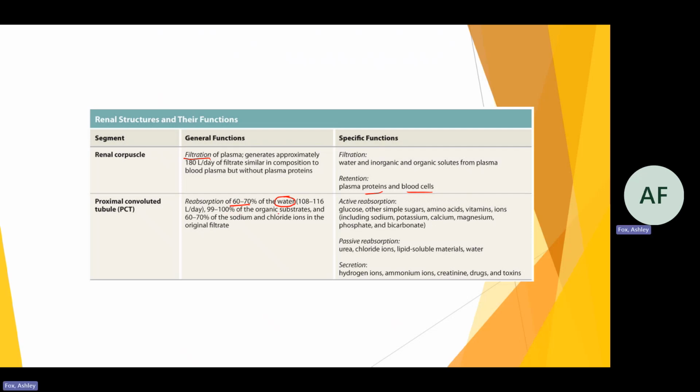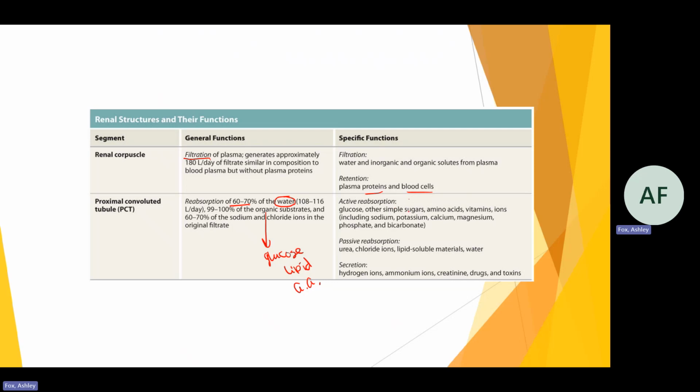99 to 100% of the organic substrates. So that is what we're talking about when we talk about glucose, lipids, amino acids, any of those kind of nutrients that we looked at in that chart previously, are going to be reabsorbed here. You're also going to have a majority reabsorption of sodium and chloride ions in the filtrate. And we have different ways, active. I told you a lot of times we do use a lot of ATP.